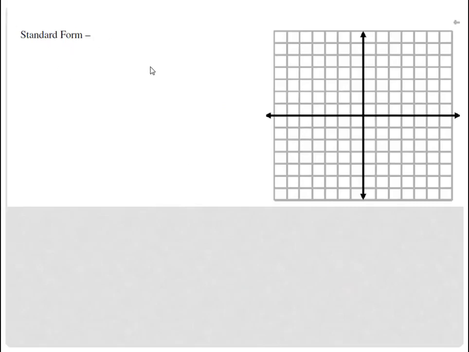But what if it's not in slope-intercept form? There's another form called standard. And standard form looks like this.